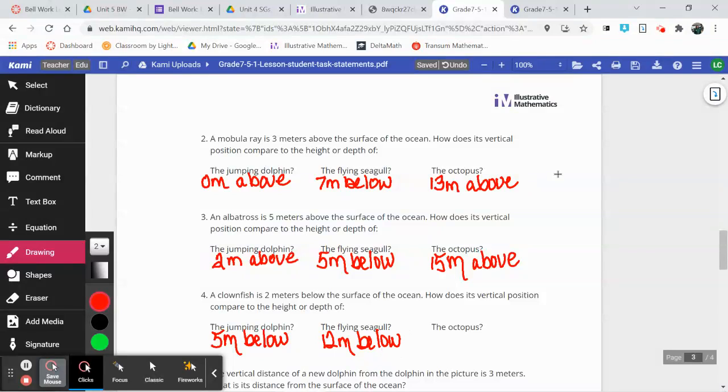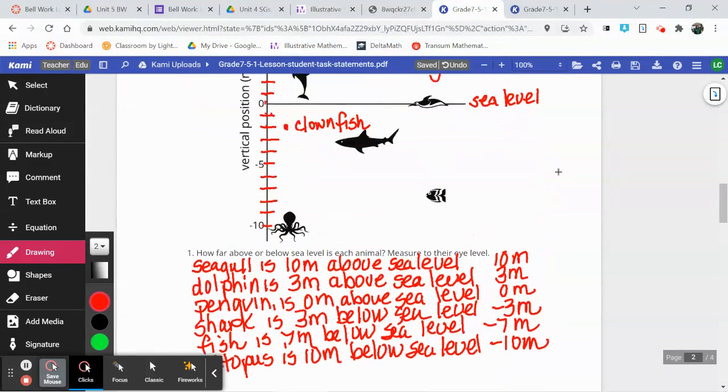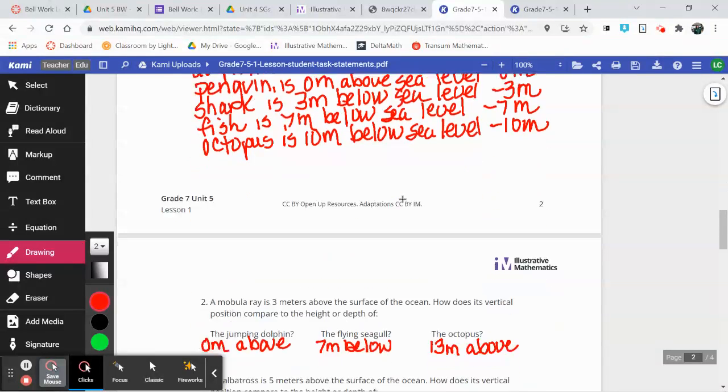And the last one is the octopus. And again, the octopus is at the bottom. So the clownfish is above it. So let's start at the octopus. Notice we started at what they gave us, which one they were comparing it to. We started there first, and we went up or down. And that's how we could tell. We always ended at the clownfish. Okay? All right. Or whichever one we were comparing. All right. So we go up. 1, 2, 3, 4, 5, 6, 7, 8. So the clownfish is 8 meters above the octopus.